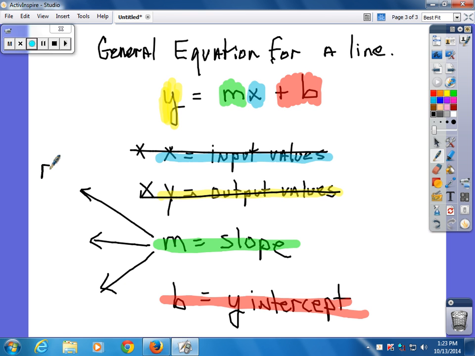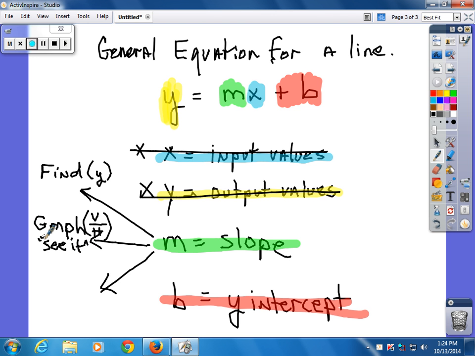One is to find it, and you do that by solving for y. And if you find y by itself, then you have m right here. You just find it. Another way is to look at a graph and see the slope. Your vertical over your horizontal, and count the blocks. So you can see it by observing it on a graph.